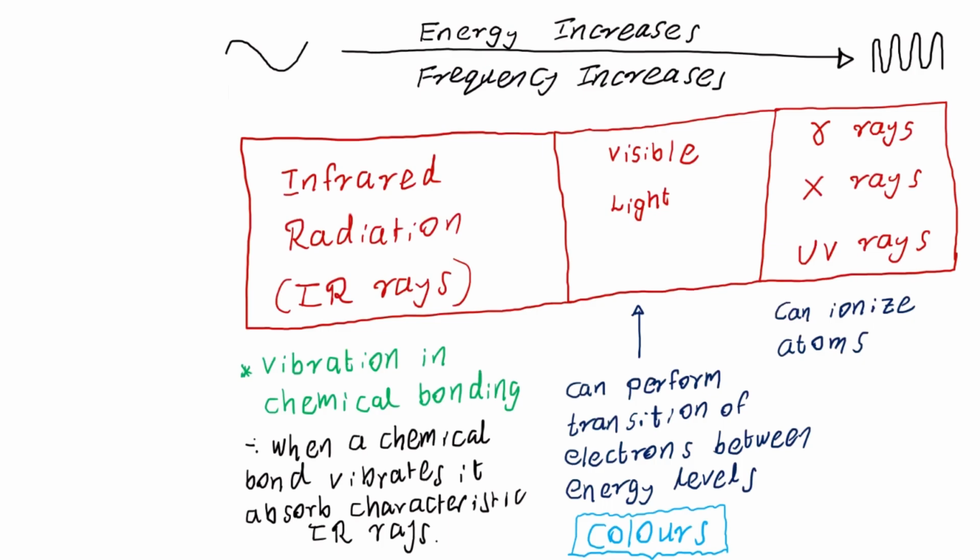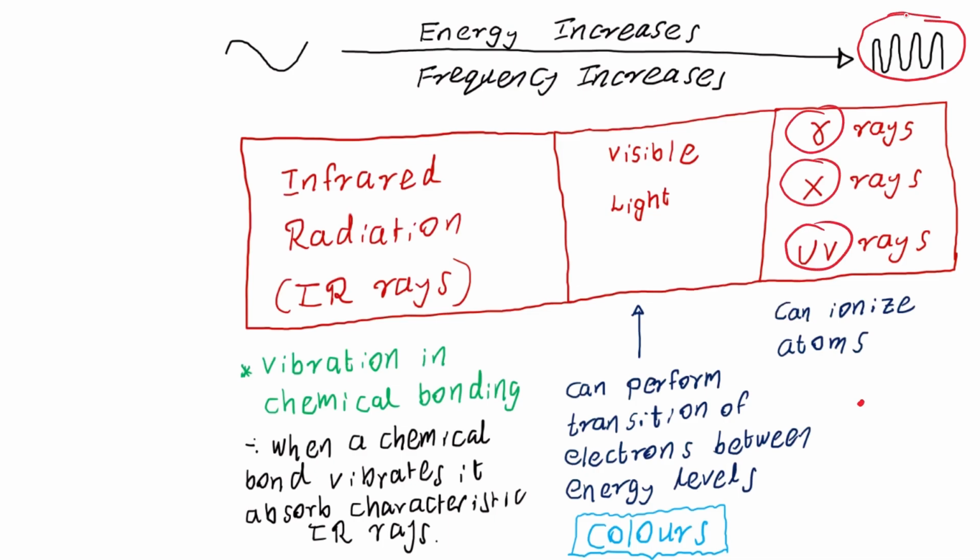We learned that when you send electromagnetic radiation, different parts of the electromagnetic radiation can do different things. Let's take this area having high frequency and high energy. Here energy increases, frequency increases, so their energy is high. The electromagnetic radiations with high frequency and high energy are gamma rays, X-rays and UV rays. We know what they can do.